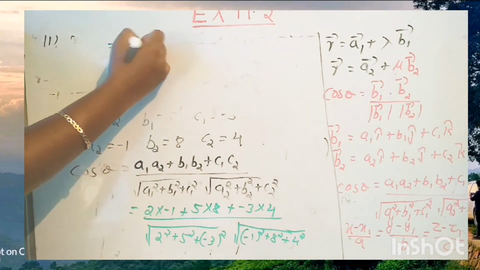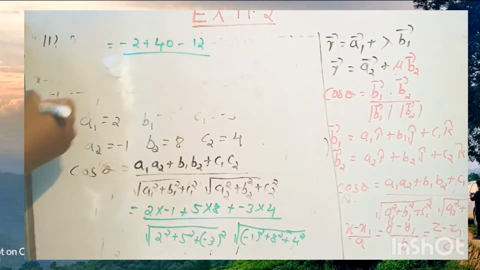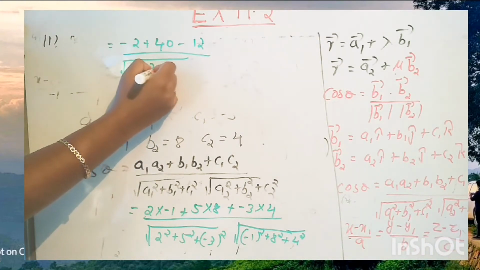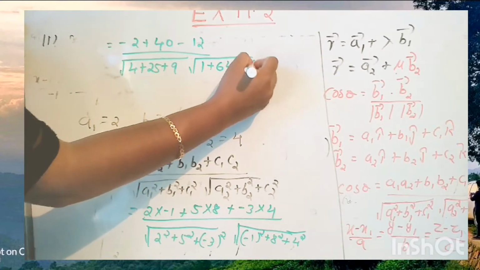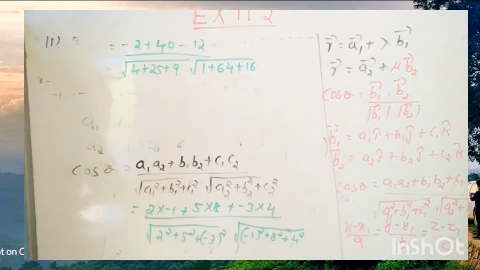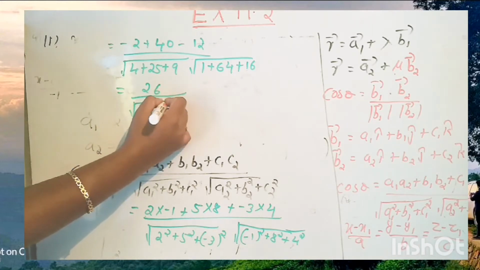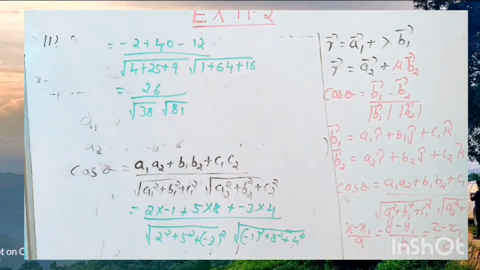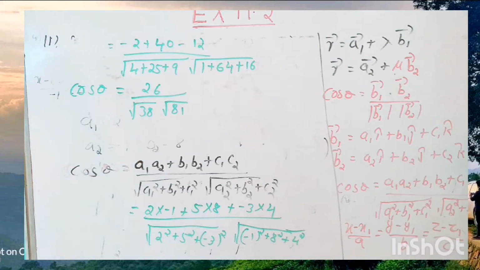And this is equal to 2 into minus 1 is minus 2, plus 5 into 8 is 40, minus 12, divided by square root of 4 plus 25 plus 9 into square root of 1 plus 64 plus 16, and that is equal to 26 divided by square root 38 into square root 81. This is the value of cos theta.